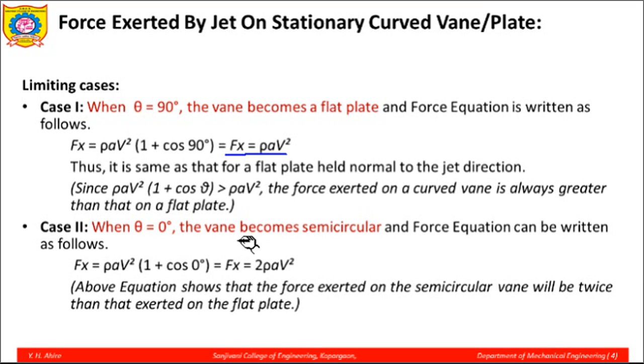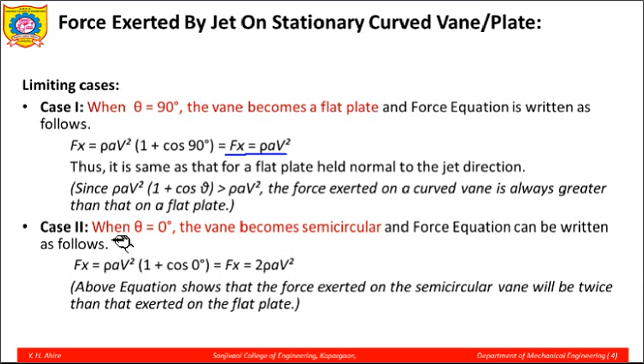Now since rho A V square (1 plus cos theta) is more than rho A V square, it means the force exerted on a curved vane is always greater than that on a flat vane. Okay, this is very important. Left hand side is more than right hand side. So force exerted on a curved vane is always greater than that on a flat vane.